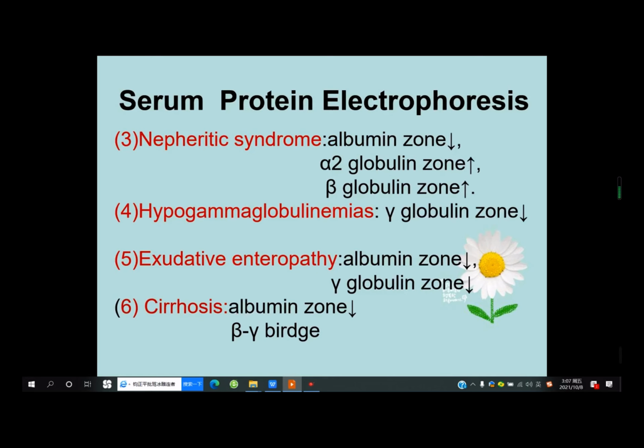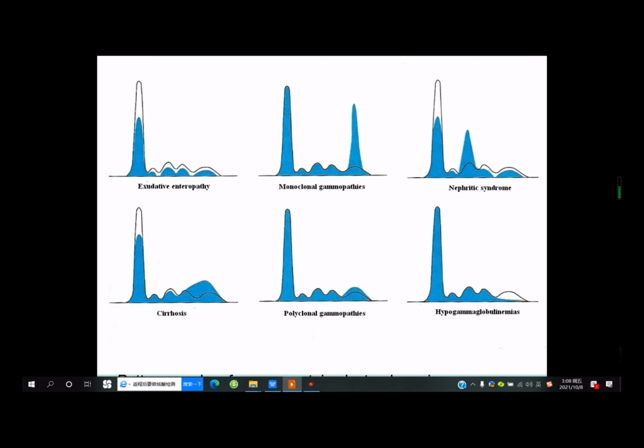In exudative enteropathy, we will see all of the proteins decrease. In cirrhosis, we will see albumin decrease, but the gamma and beta proteins increase to form the beta-gamma bridge. This picture shows the electrophoresis of all kinds of diseases. According to the shape, we can initially assess the disease and the patient's condition, which is a very special characteristic of protein electrophoresis in cirrhosis.